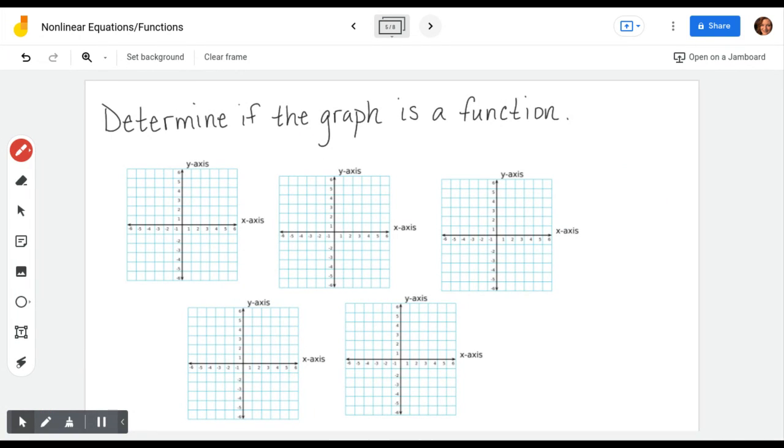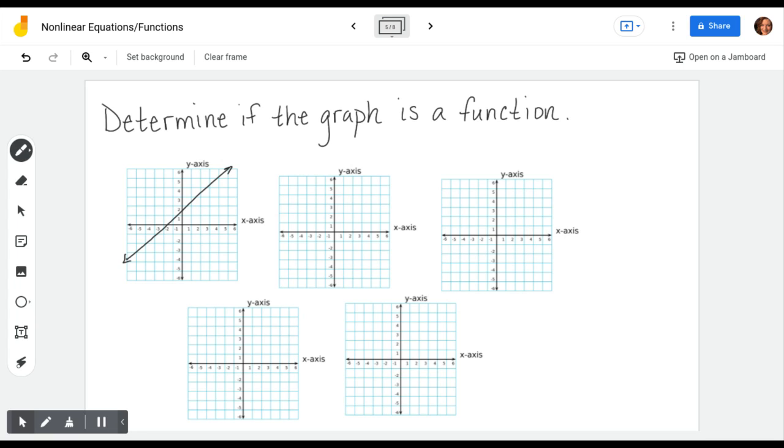Okay. So determine if the graph is a function. I haven't put my graphs on here yet because I figured I could explain it as I was showing you. So on this first one, let's just do a linear graph. That one would have a positive slope.